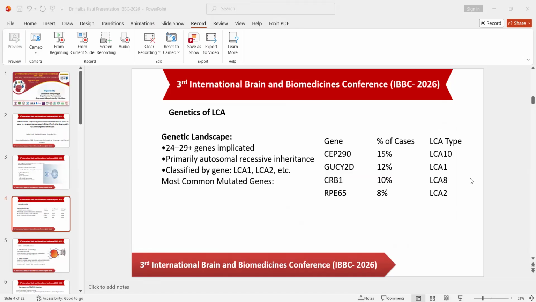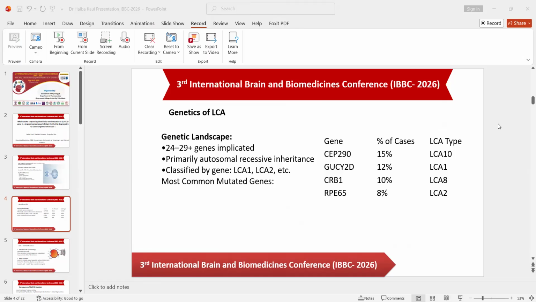LCA is mostly inherited as an autosomal recessive disorder. It's a Mendelian disorder, mostly monogenic, and more than 29 genes are implicated in LCA. Its various types are known according to the mutation responsible for the disease. So the GUCY2D gene is responsible for almost 12% of the cases of LCA, and it's also known as LCA1.